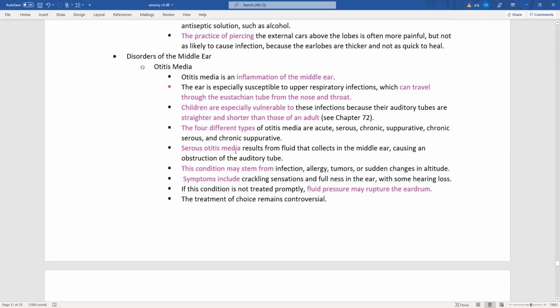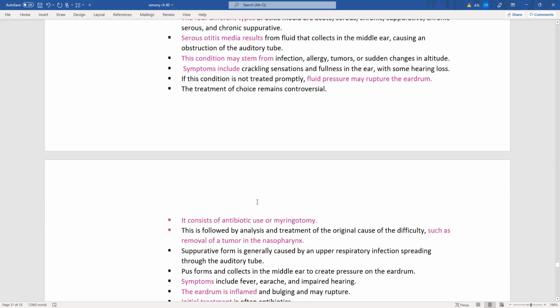So, serous otitis media results from what? It results from fluid that collects in the middle ear, causing an obstruction of the auditory tube. This condition may stem from infection, allergy, tumors, or sudden changes in altitude. Symptoms include a crackling sensation and fullness in the ear with some hearing loss. If this condition is not treated promptly, fluid pressure may rupture the eardrum.